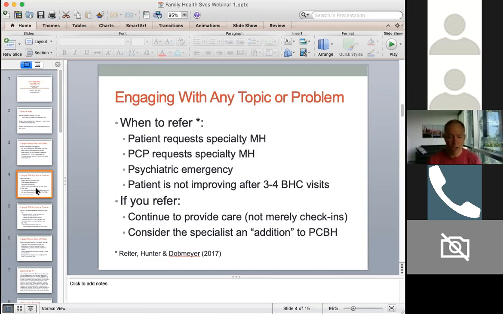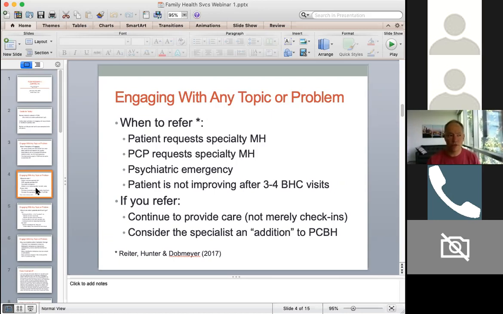A third scenario for referring to specialty mental health is a psychiatric emergency. So the patient is suicidal, imminently at risk of harm to themselves or others, that kind of a thing. A fourth referral criterion is if they're not improving after a few visits with you. So let's say that you've been trying to help a patient along with their PCP. You've seen them for a few visits. This is your third visit, your fourth visit with them, and they're really going nowhere fast. Their PHQ-9 score has not moved at all, or it's gone up, or however you're measuring their outcome, they're not improving at all. That's when you would say, okay, let's get some additional assistance in here. Okay.